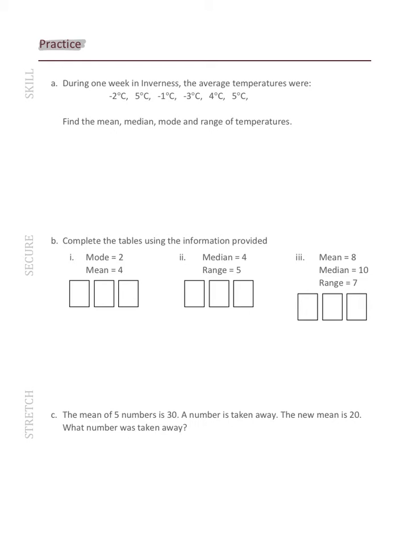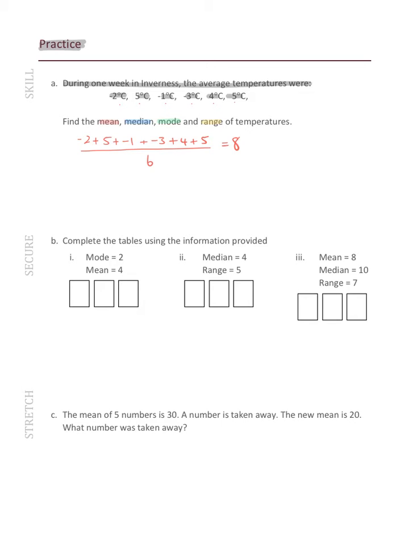So question A, here are the answers. During 1 week in Inverness, the average temperatures were. Here are the temperatures. Find the mean, the median, the mode, and the range. So the mean, we add them all up. Divide by however many we've got. Equals, and that equals 8.